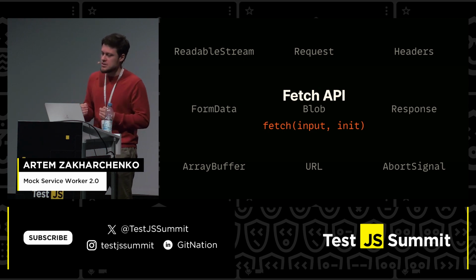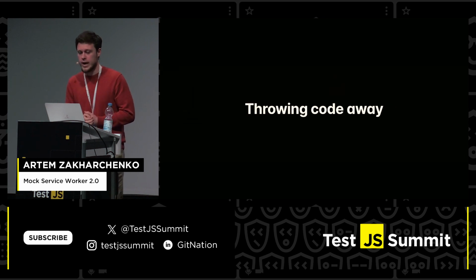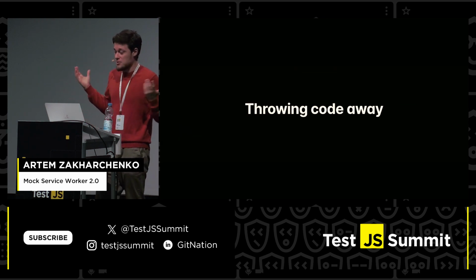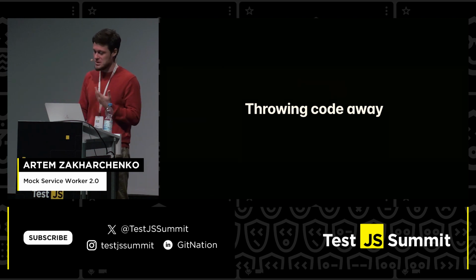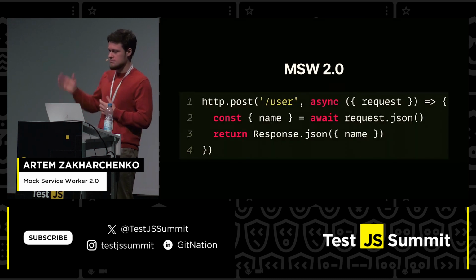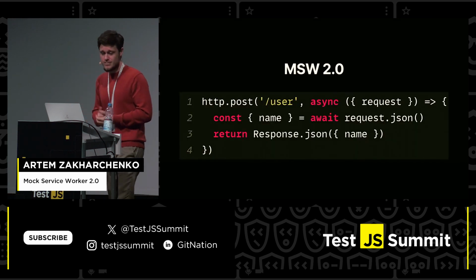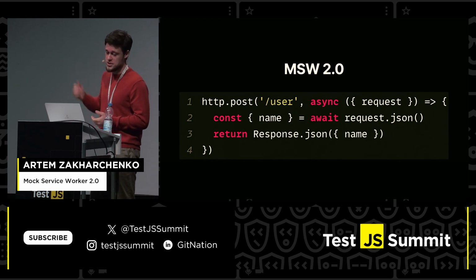And I began refactoring and employing one of my favorite practices, throwing code away. And it's been fantastic, honestly, just throwing all these abstractions away and all the docs because you don't need them anymore. And a year later, we arrived at MSW 2.0. On the surface, it's pretty much the same request handler. This is, by the way, the same request handler, just with the new API.